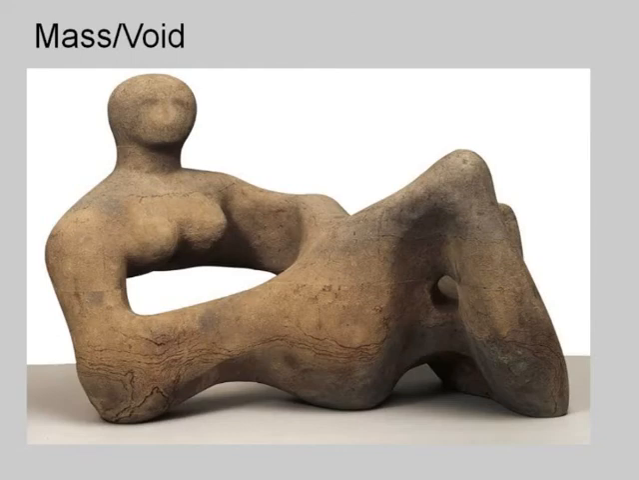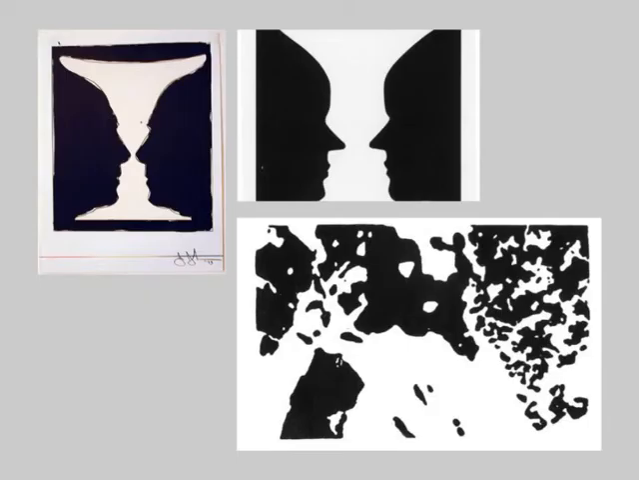In three-dimensional forms, figure-ground relationships, or positive and negative space, are referred to as mass and void. Do you remember these?